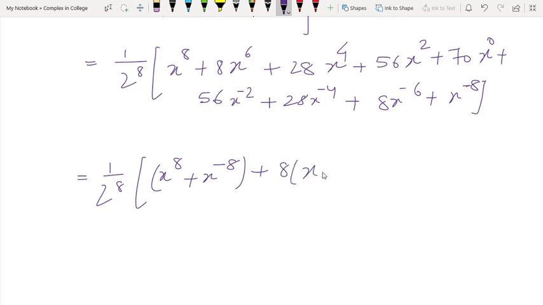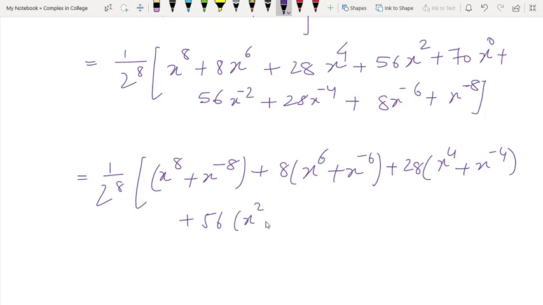Next with the 8, that is x raised to 6. And the most special thing is that the coefficient with a power is the same with its negative power, so it is easy to take the common. So 8 for 6 here and here also 8, so we don't need much effort. We just need to take the 8 common and put them together. Next is 28 x raised to 4 plus x raised to minus 4. Next we have 56 x raised to 2 with x raised to minus 2, and the last we have 70 x raised to 0. I don't want to write x raised to 0 as 1, just keep it as it is.